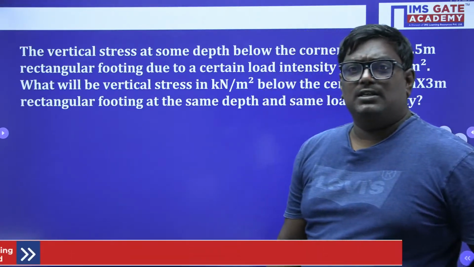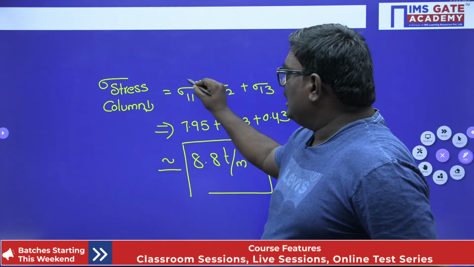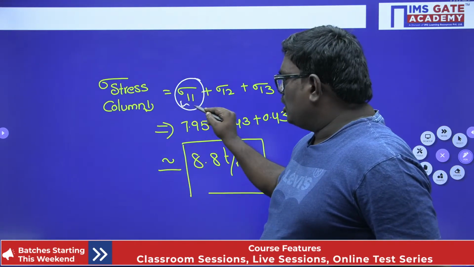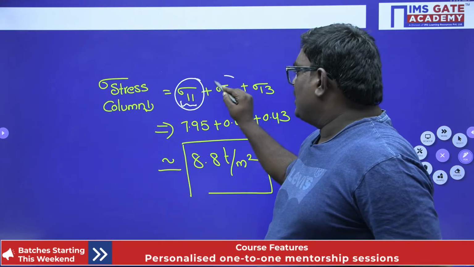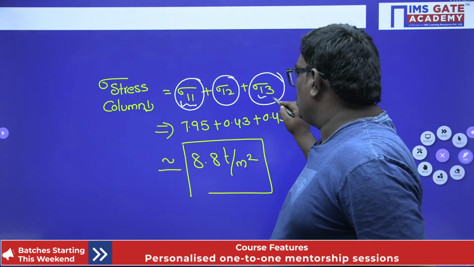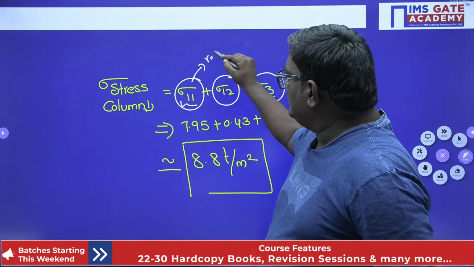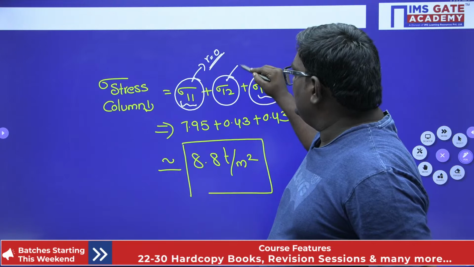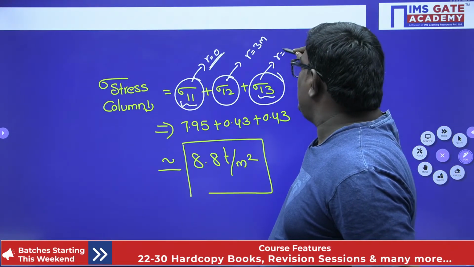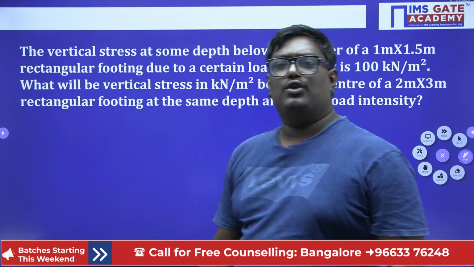Now see, students, here what we have done is we have calculated the stress on column 1 due to load 1, the stress on column 1 due to load 2, and the stress on column 1 due to load 3. Here the radial distance will be 0, and in both the other cases the radial distance will be equal to 3 meter, as it is an equilateral triangle. Okay, now see, this is another beautiful question.